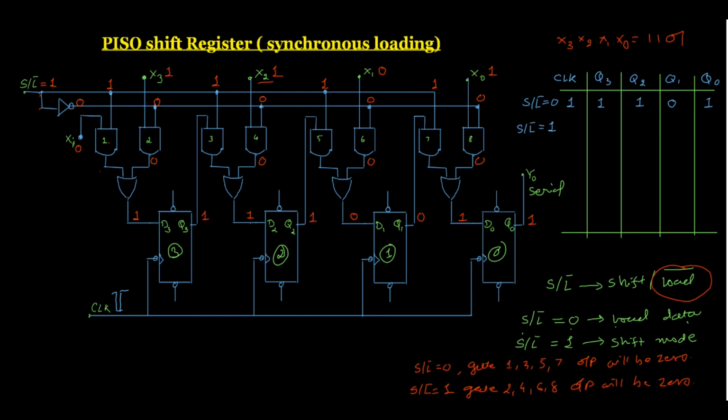So as a result, now what will happen? The output of this AND gate will be a 0. And we have 0, 0 input at this point. So the output of this OR gate is going to be 0.